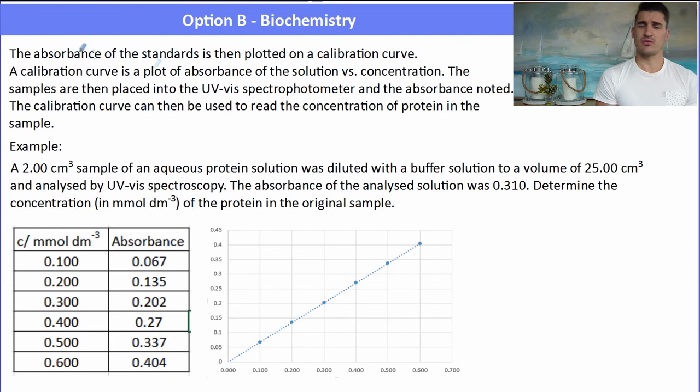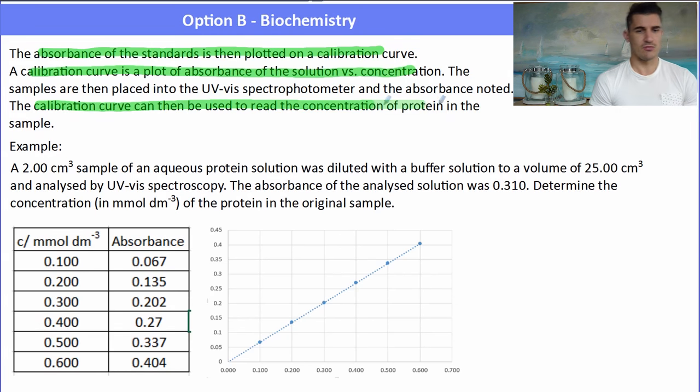Once we've got our samples and we've determined the absorbance, we plot them on what's called a calibration curve. A calibration curve is an absorbance versus concentration plot where we can read the unknown off the graph. So once we've got our unknown, we can use the graph to determine our amount.